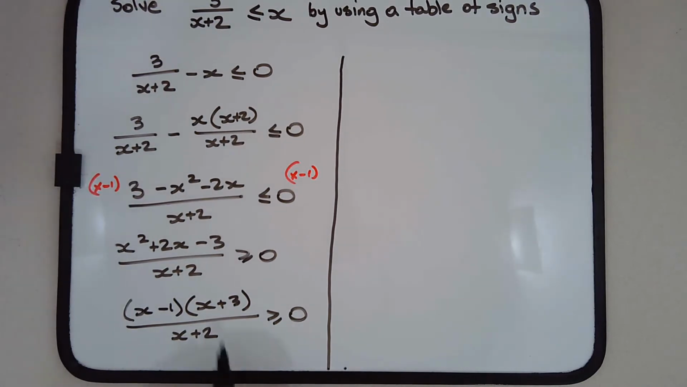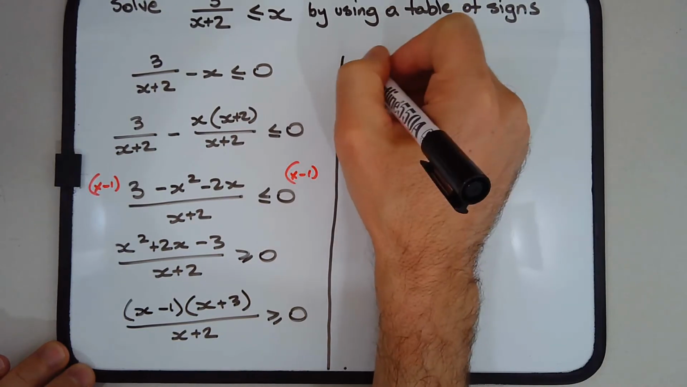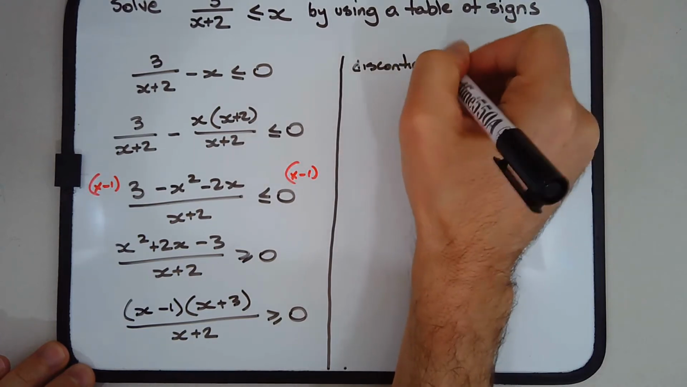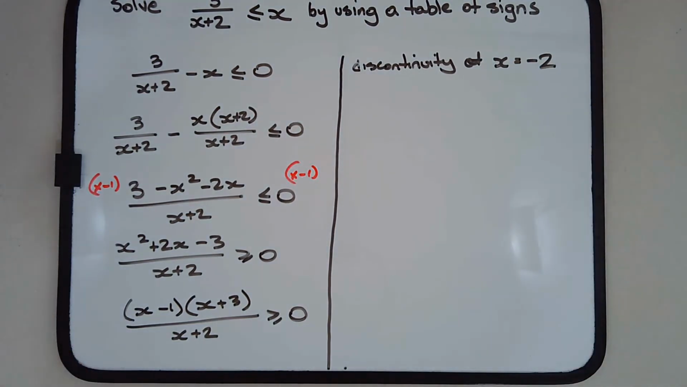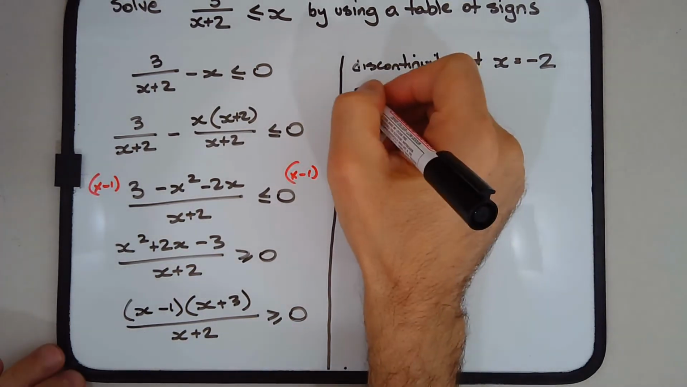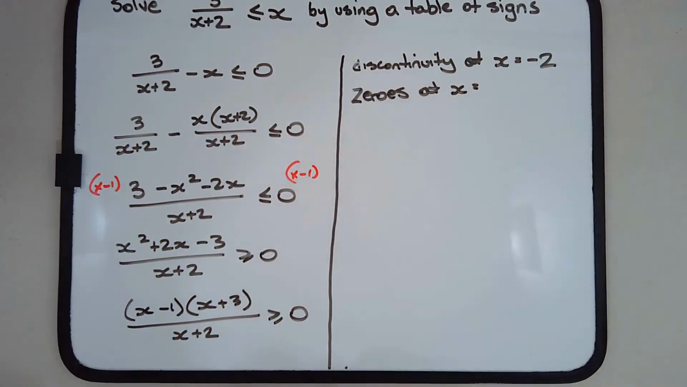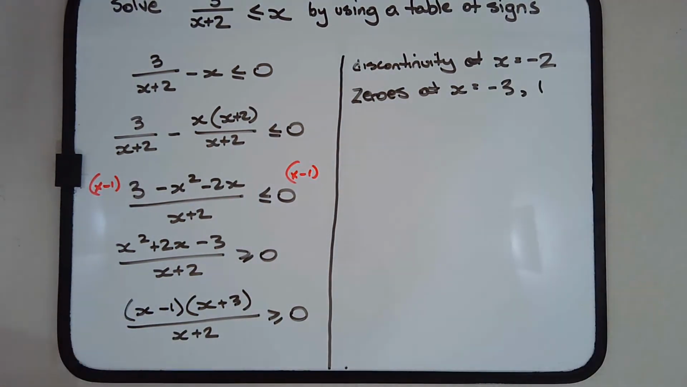So before we do that, though, let's note some critical points. So we have a discontinuity at x equals -2. And we also have zeros as well, and we have -3 and +1. Okay, so they're our three critical values.